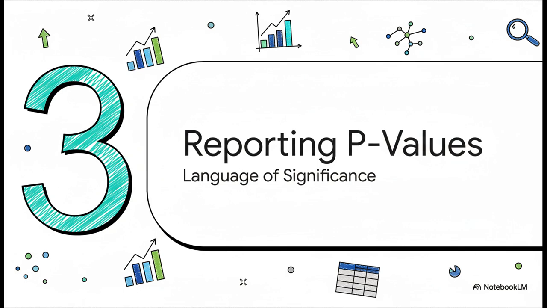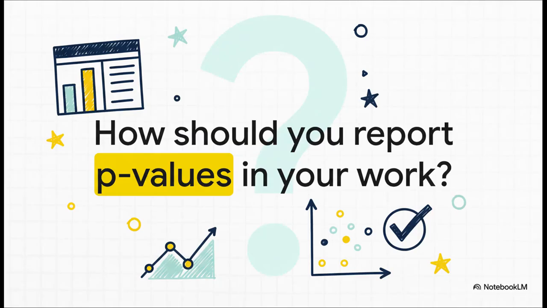Okay, let's talk about something that trips a lot of people up. P-values. These little numbers are the language of statistical significance, and getting them right is a huge signal of your professionalism. But I promise, the rules aren't as scary as they seem. So let me just ask you, when your analysis spits out a p-value, what do you actually do with it? How do you take that number and put it into your report in a way that everyone in your field will understand?